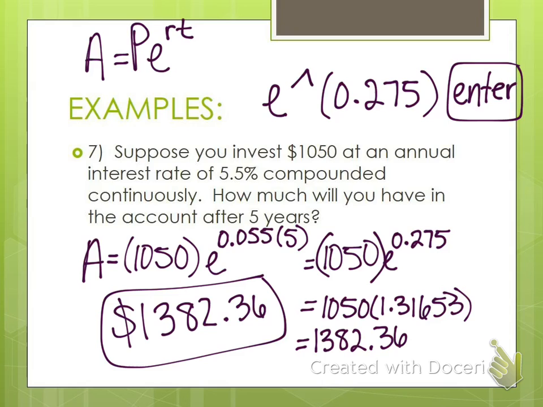I just want you to be able to see we're not making $3,000, right? Like we started out with $1050, now we got $1382.36. We made a little over $330. That's not a whole lot over the course of 5 years, right? But that's why you got to invest a lot of money to make a lot of money on it.